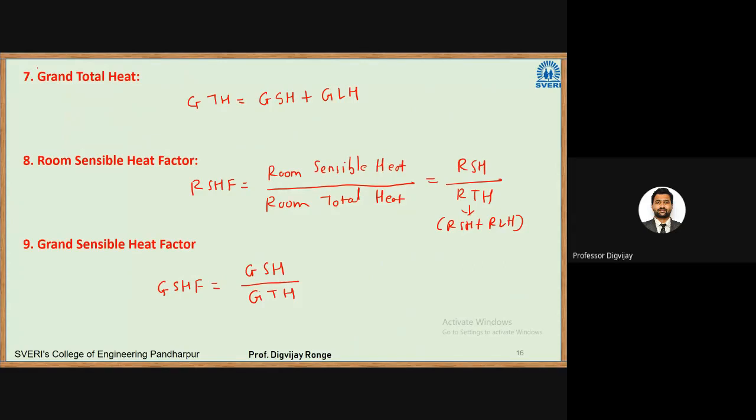Then finally we have seen two major factors: RSHF, the room sensible heat factor, which is the ratio of room sensible heat to room total heat. And we have seen the grand sensible heat factor, GSHF, which is the ratio of grand sensible heat divided by grand total heat. So first we have the room sensible heat. If I add sensible heat by bypass here, that becomes effective sensible heat. If I add load on the cooling coil, that becomes grand sensible heat.